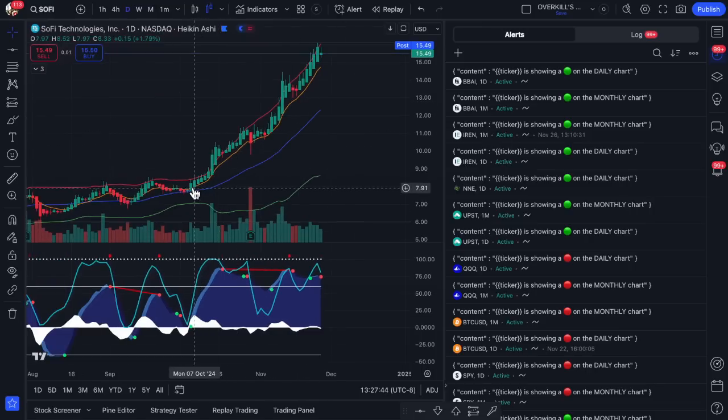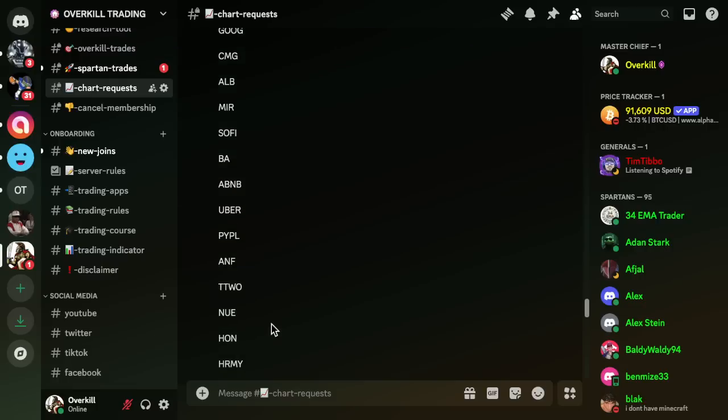But this thing is just in an extremely, extremely strong uptrend right now. That one is very strong. I would buy any and every pullback and green dot on that.